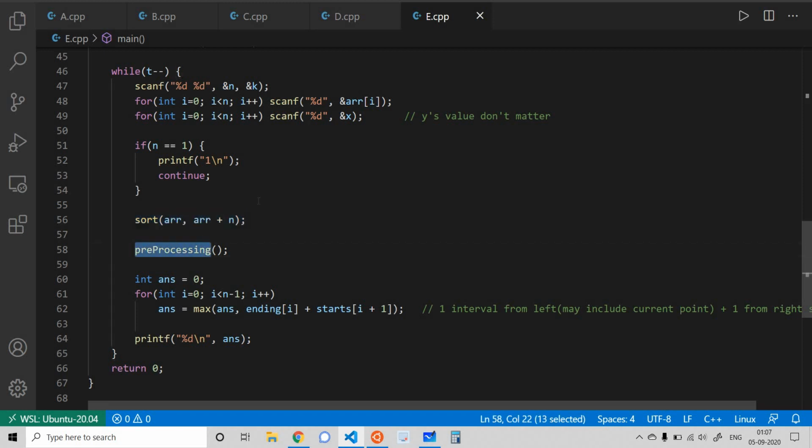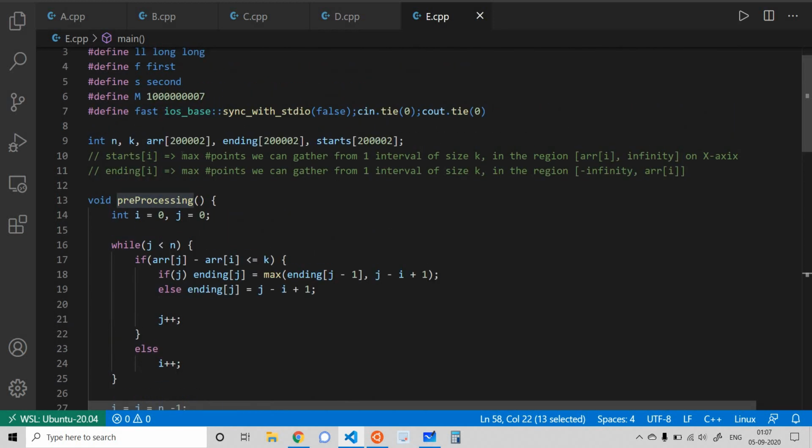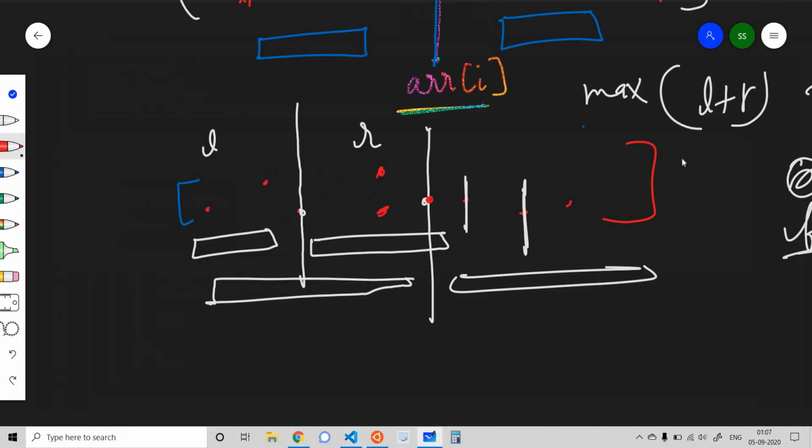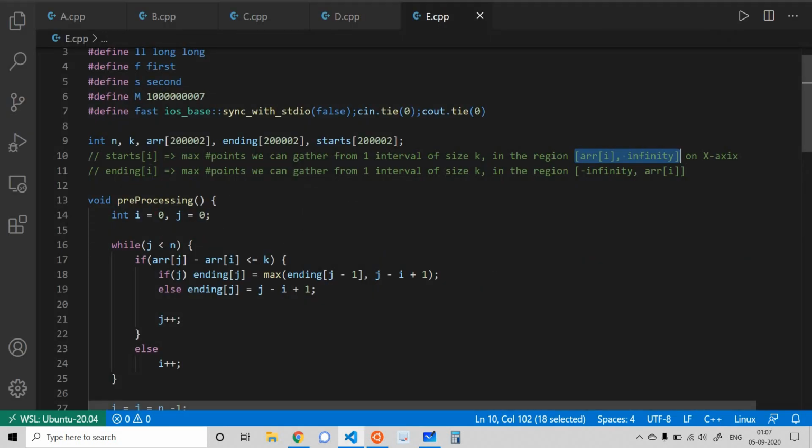Now I've done some pre-processing where I'm finding out the value of start i and ending i. This is, as I have mentioned here as well, start i. It represents the maximum number of points we can gather in one interval of size k in the region array i to infinity. That is, suppose this is the coordinate of array i. So any interval lying in this region, covering the maximum points, that is the answer I am saying in start i.